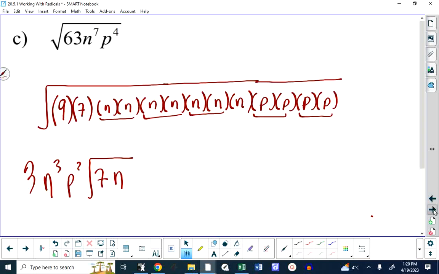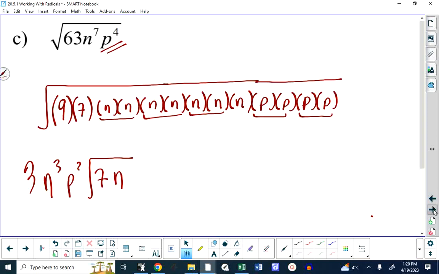Other than the numerical part of this, I hope everybody sees why the p to the 4 is obliterated inside and just becomes p squared outside. Because there's an even number of groups of p's. Well, there's 2 groups of p's. And if I have 7 items and I want to compartmentalize them in groups of 2, I have 3 groups of 2 with a leftover 1. Any questions with that example?